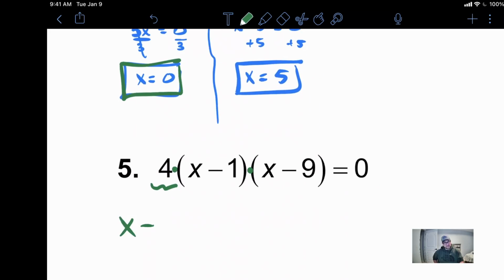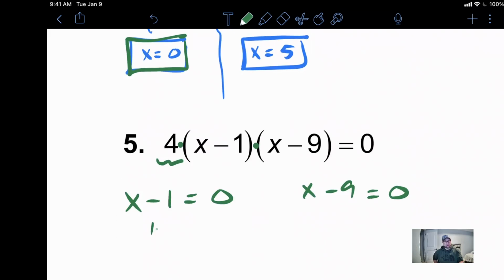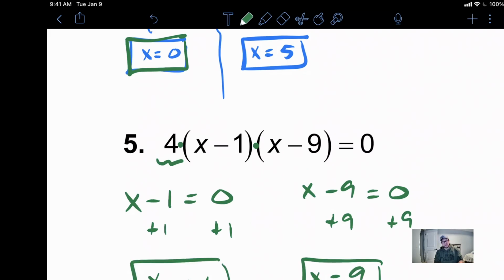So we're just going to take x minus 1 and set it equal to 0, and x minus 9 and set it equal to 0, and then we're going to solve. Add 1 to both sides, x equals 1. On the other side, add 9 to both sides, and I'm going to get x equals 9. And we'll get our two answers that we need for today.